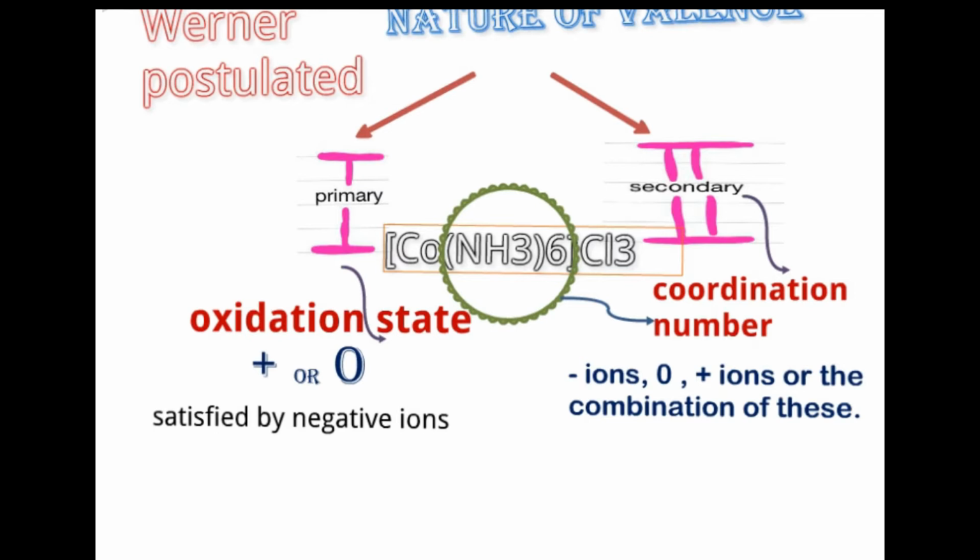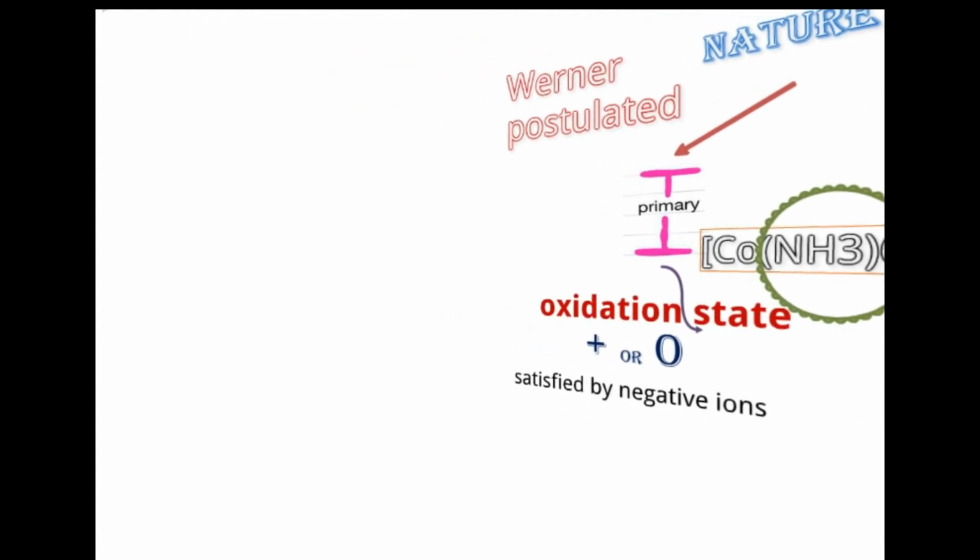Please understand, primary valency is responsible for the oxidation state of the central metal ion. Then secondary valency is responsible for the coordination number. Based on the coordination number, the shape or geometry of the molecule will exist. We'll discuss this in the next slides.